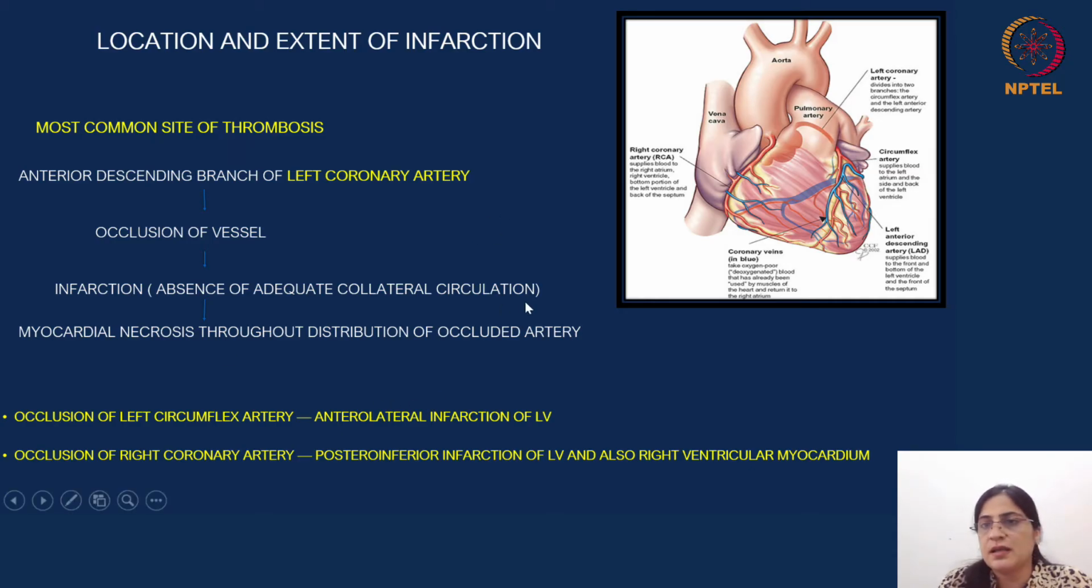Less common is the occlusion of the left circumflex artery. So the anterolateral infarction of the left ventricle happens, and if there is thrombosis of the right coronary artery, it will lead to posterior-inferior infarction of the left ventricle and also the right ventricle myocardium.